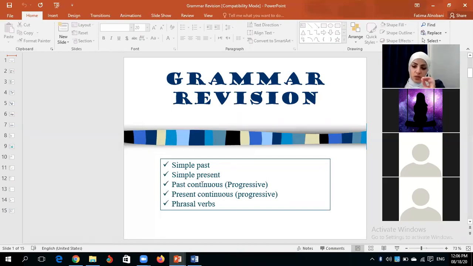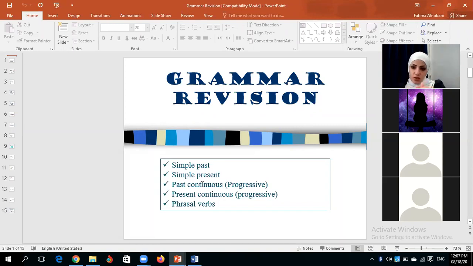We have the past continuous or the past progressive, which is the verb to be, was or were, plus the ing form of the verb. We also talked about 2 very important words, when and while. When is followed by a short action that we use simple past for. While is followed by a long action. That's why we use the past continuous or the past progressive.